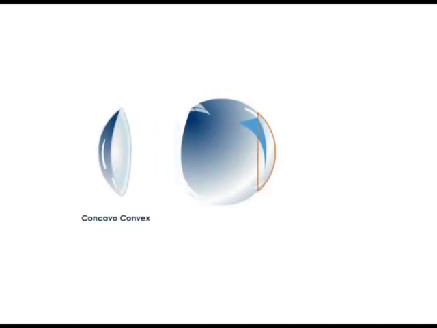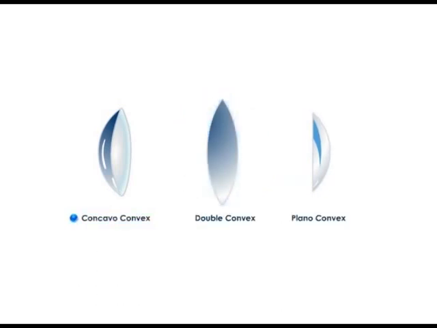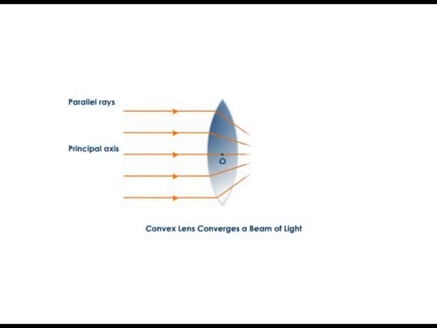So in summary, an optical glass sphere can be cut in a required manner to obtain convex lenses. There are three types of convex lenses: the concavo-convex, the double-convex, and the plano-convex. Convex lenses are thicker in the center and become thinner at the edges. Rays of light incident to a convex lens converge at one point after refraction. That is why a convex lens is also called a converging lens.